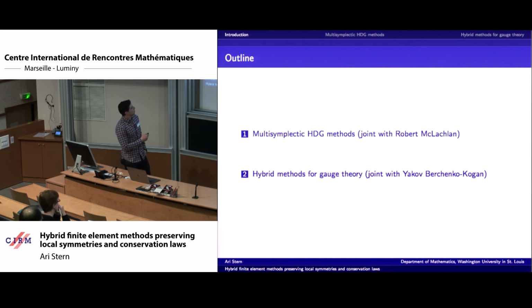And I will also discuss some much newer work that we hope to have a paper up in the next few months. We're in the process of writing it up with Yakov Berchenko-Kogan. If the name Kogan sounds familiar to you, there's a reason for that. It's actually Irina Kogan's son, who's a postdoc at WashU working with me. So I'm going to talk about hybrid methods for gauge theory and the question of charge conservation.